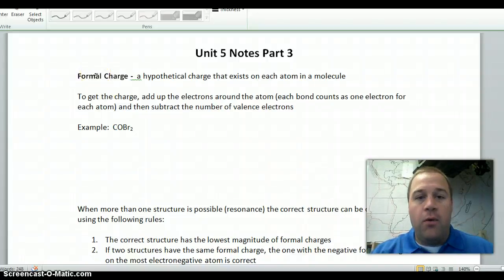So we're going to go through the Unit 5 Notes Part 3. This is going to cover formal charge, bond length, bond order, and bond energy.